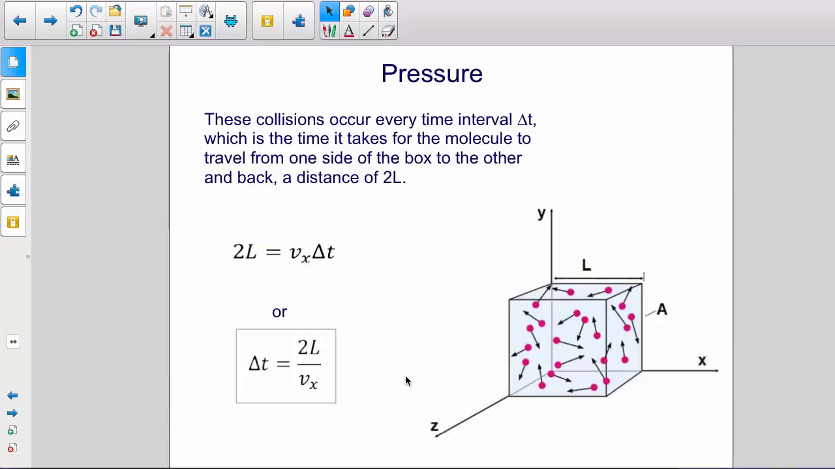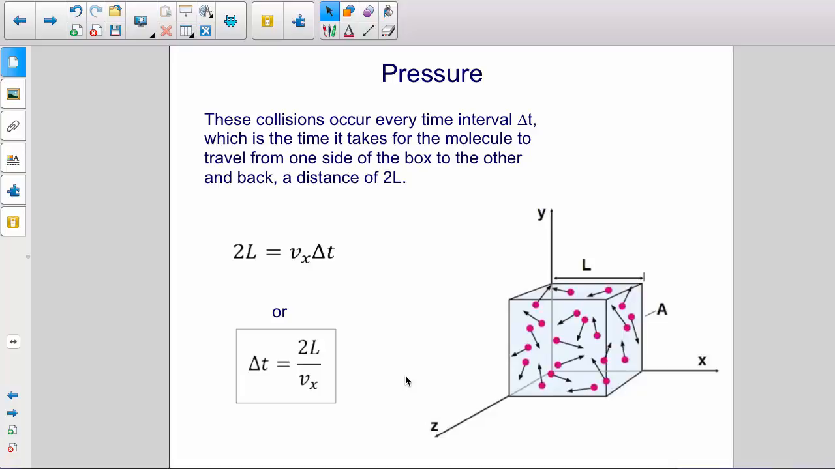We've just established the change in momentum of a particle after it collides with the wall of the container. Now we need to determine the amount of time between those collisions. That is delta T. Now delta T is the time it takes for the particle to travel from one side of the box to the other and back again.